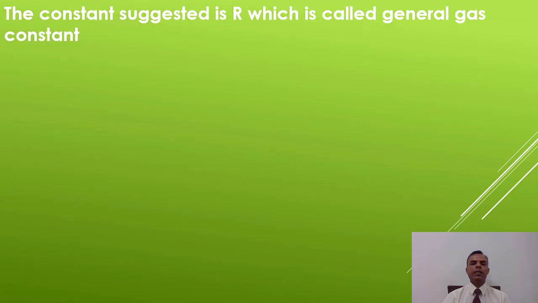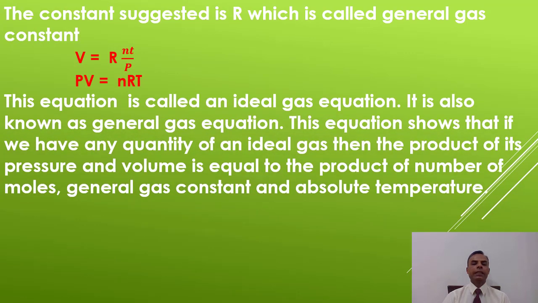The constant suggested is R, which is called the general gas constant. Here we place the value of the constant, that is R. V is equal to RnT over P. Rearrange the equation: PV is equal to nRT. This equation is called the ideal gas equation. It is also known as the general gas equation.